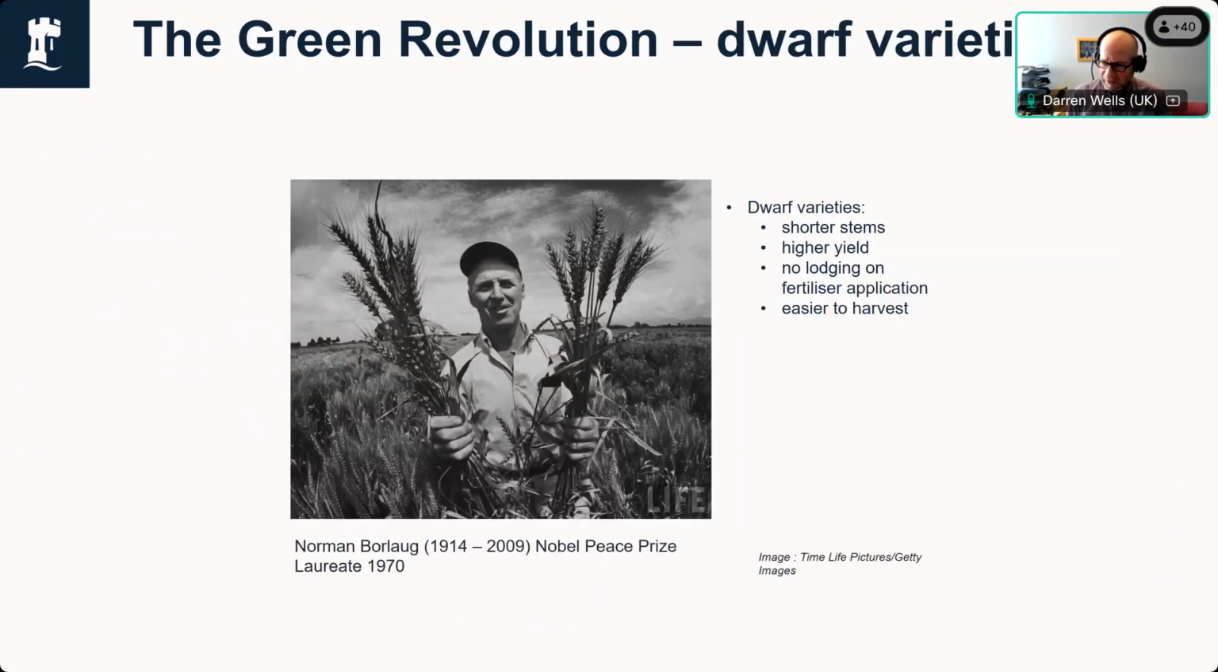And Norman Borlaug, of course, was the father of those new crop varieties, particularly dwarfing. He got the Nobel Peace Prize, and quite rightly so, in 1970 for the work he did introducing dwarf wheats. And dwarfism gives you lots of advantages.